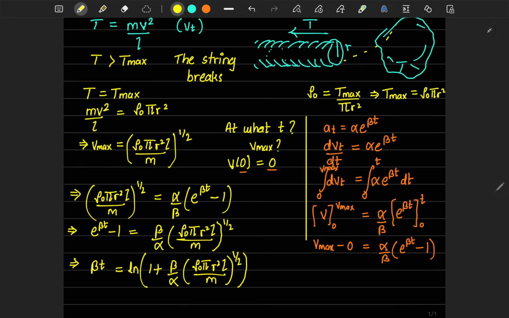Now all we have to do is take this beta on the RHS. So we have t is equal to 1 by beta ln of this big term. So that is our final answer.